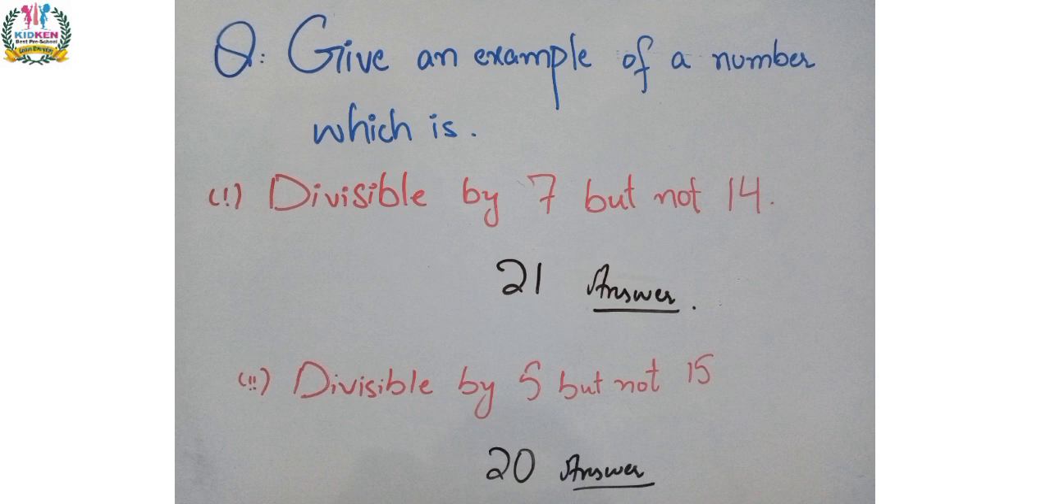Next, a number divisible by 5 but not 15. So again we start counting the table of 5, and 5 times 4 is 20, and 20 comes in the table of 5 but not in 15.